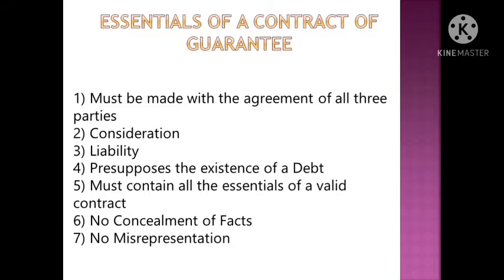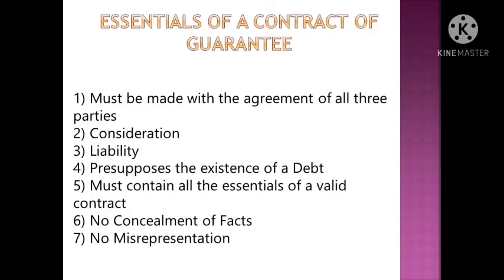According to Section 127 of the Act, anything done or any promise made for the benefit of the principal debtor is sufficient consideration to the surety for giving the guarantee. The consideration must be a fresh consideration given by the creditor and not a past consideration.